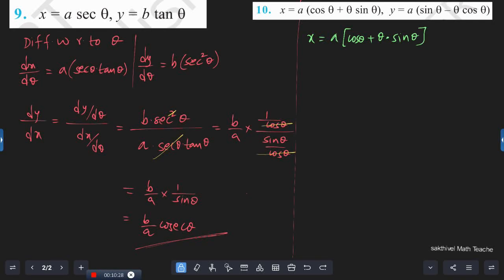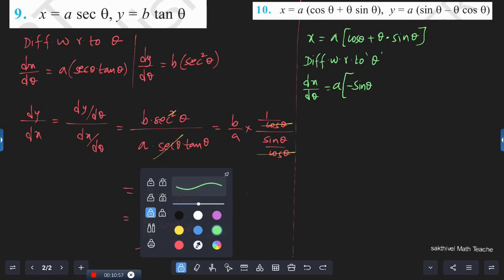Listen carefully. Here the parameter is theta. So when I differentiate with respect to theta, what am I getting? Just see, differentiate with respect to theta on both sides. dx divided by d theta is equal to a, a is a multiplying constant, let it be. What is the derivative of cos theta? Minus sin theta.